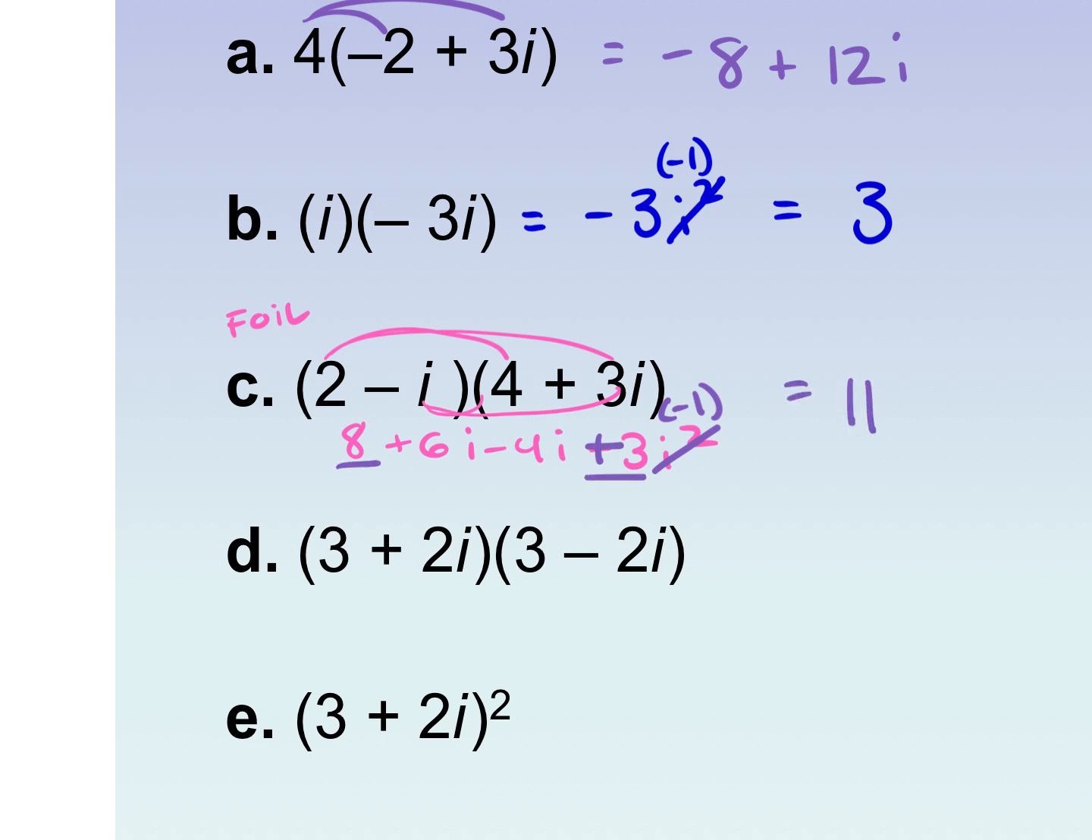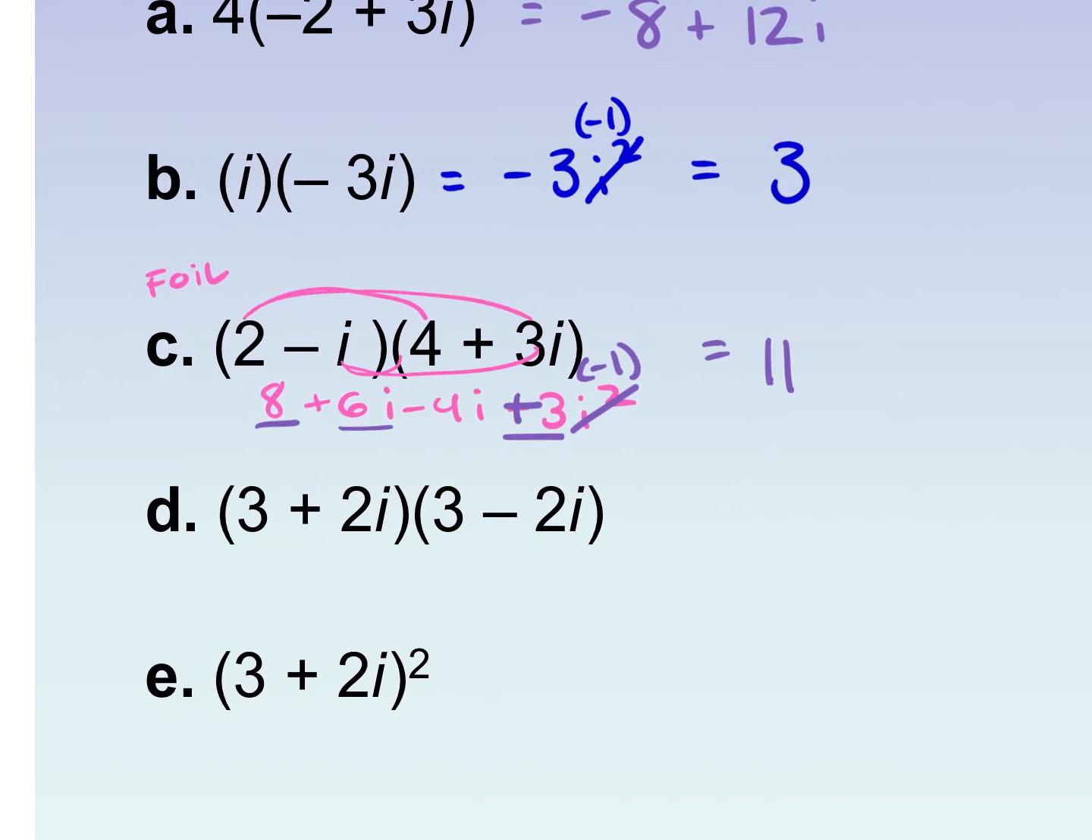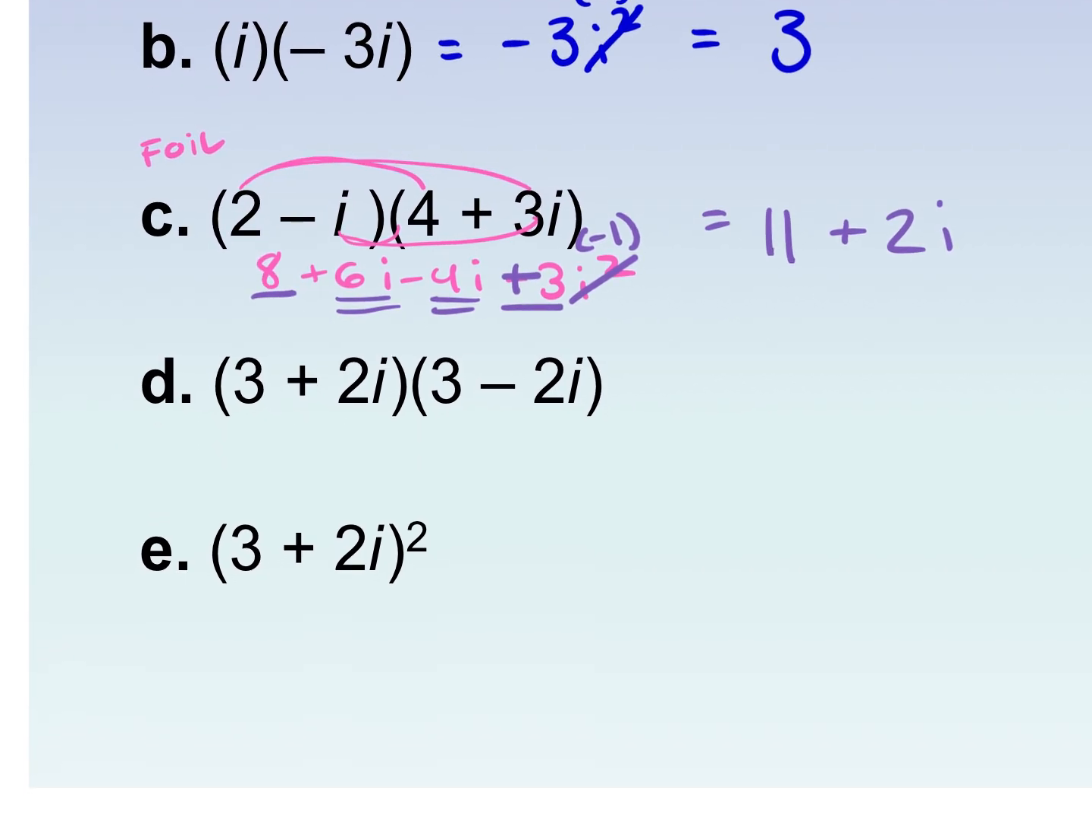So I start with my real part, which is 11. And then my imaginary part, 6i minus 4i would be 2i. Awesome. Now let's look at D. What can we do for D?